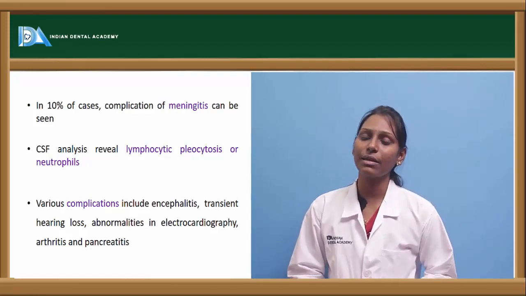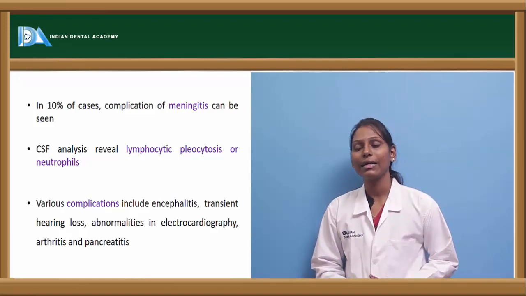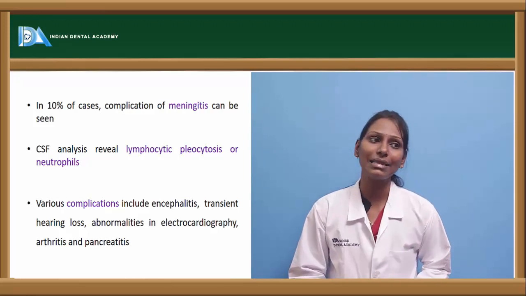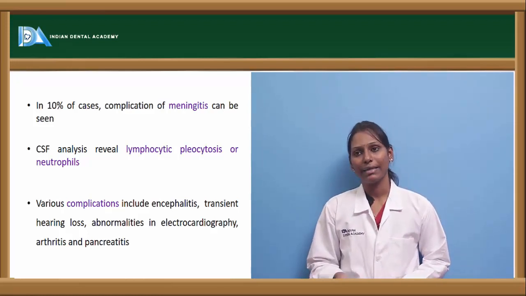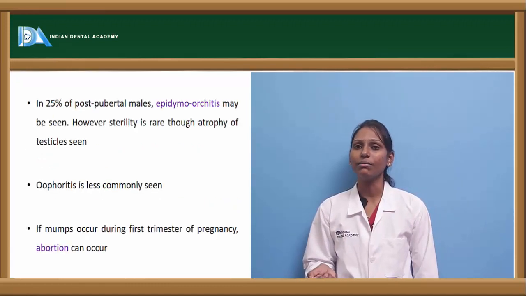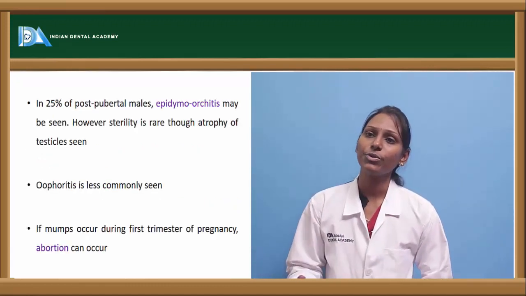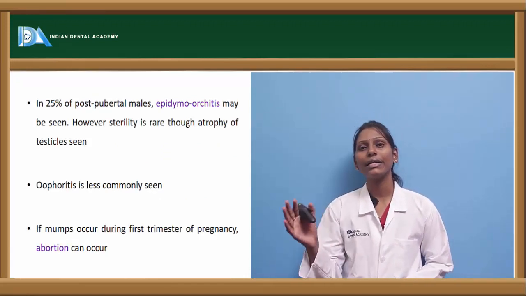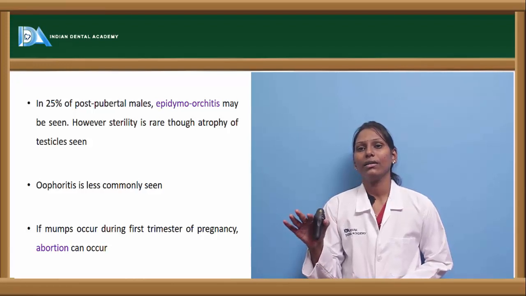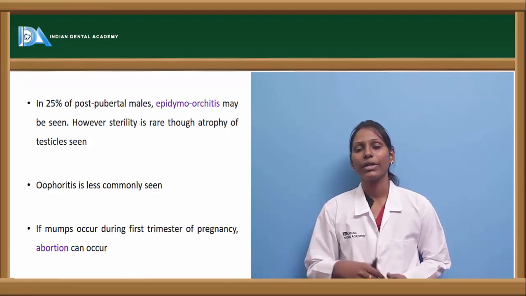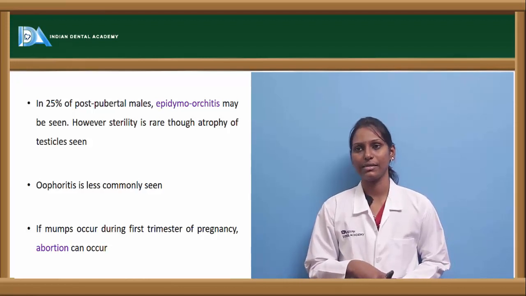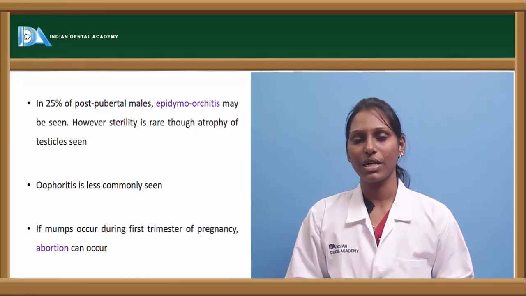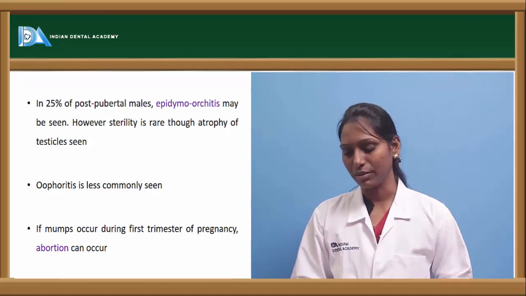Now, various complications can be seen, including encephalitis and transient hearing loss, abnormalities in ECG, that is electrocardiography, and also arthritis can be seen in these patients along with pancreatitis. These are various complications associated with MUMPS. In about 25% of post-pubertal males, epididymo-orchitis is usually seen. However, these patients rarely undergo atrophy of the testicles. Oophoritis is less commonly seen in these cases. If MUMPS has occurred in the first trimester of pregnancy, abortion can also occur.